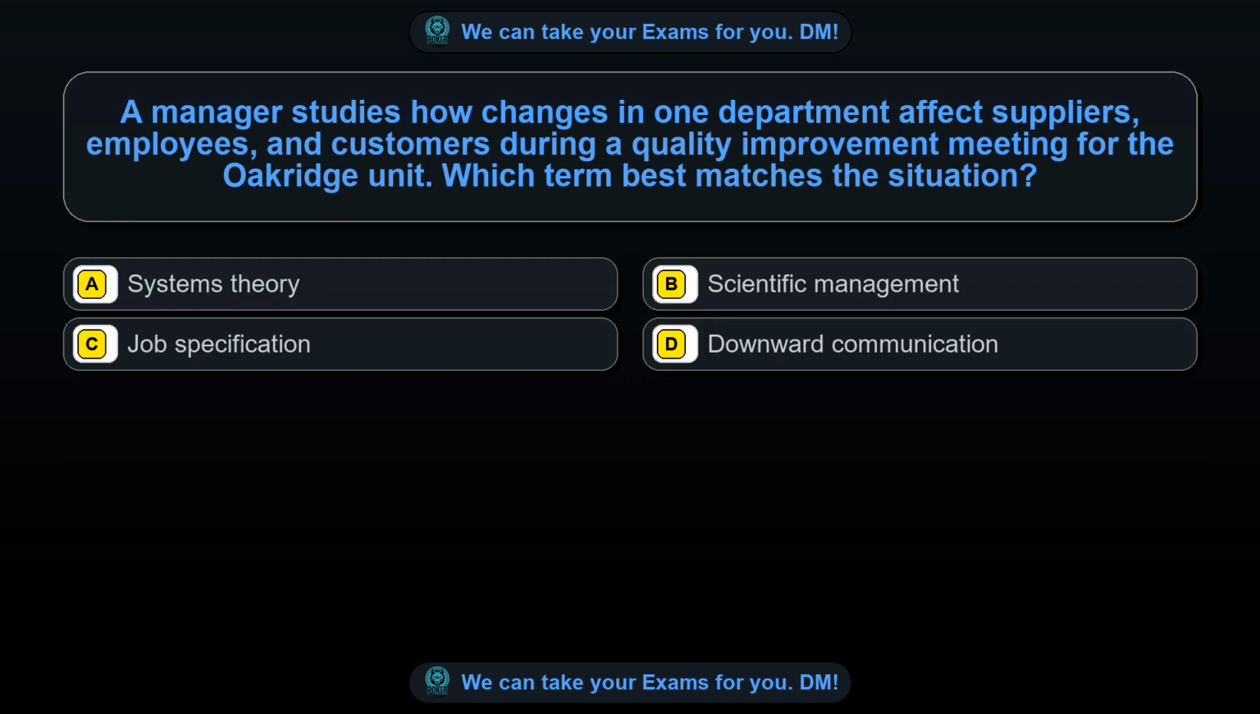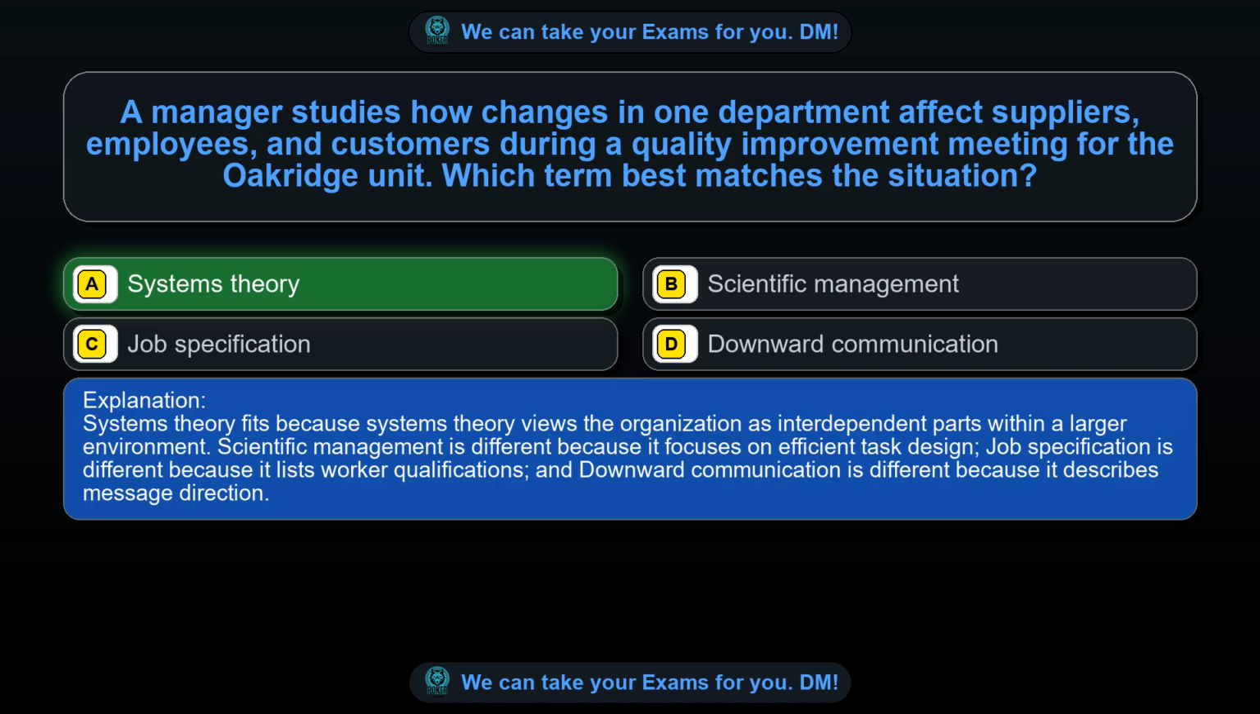Question 65. A manager studies how changes in one department affect suppliers, employees, and customers during a quality improvement meeting for the Oak Ridge unit. Which term best matches the situation? Option A, systems theory. Option B, scientific management. Option C, job specification. Option D, downward communication. The correct answer is option A, systems theory.